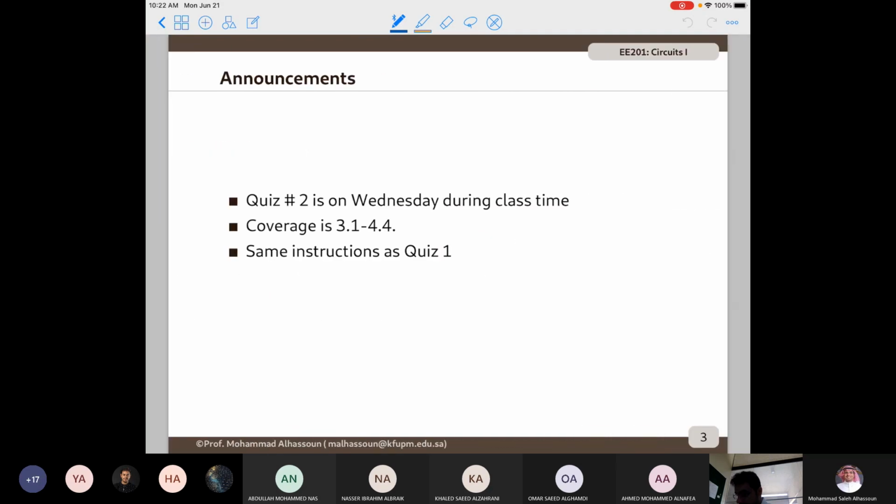Just going over the logistics, we're going to have a quiz, inshallah, on Wednesday, and the quiz will be during the class time. The instructions are exactly the same as the instructions for quiz 1. However, the coverage will be different. It's going to be chapter 3, sections 3.1 to 3.4, and chapter 4, sections 4.1 to 4.4. Basically, chapter 3 and the node voltage method.